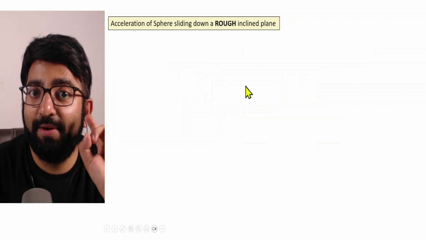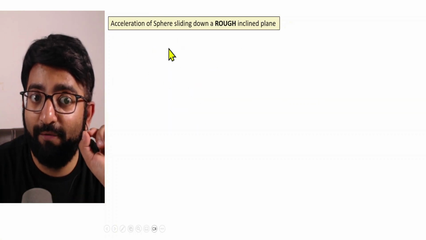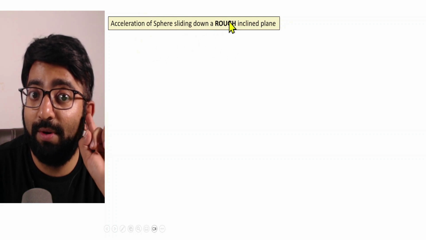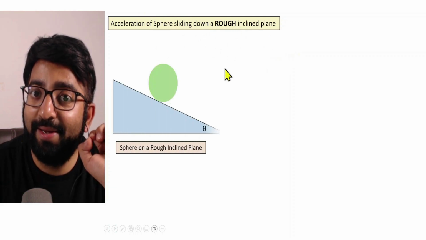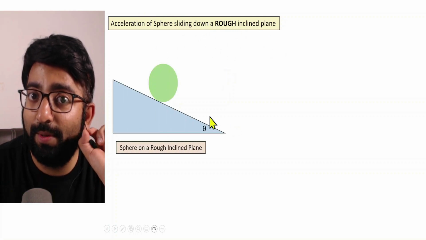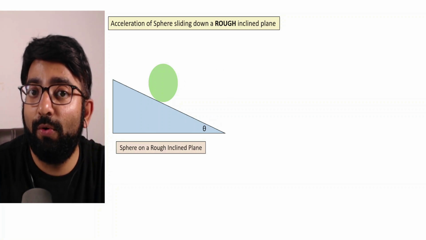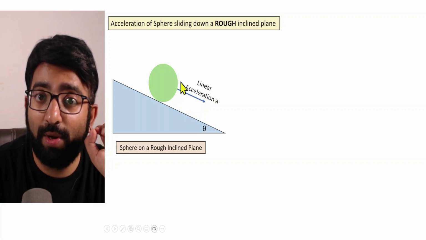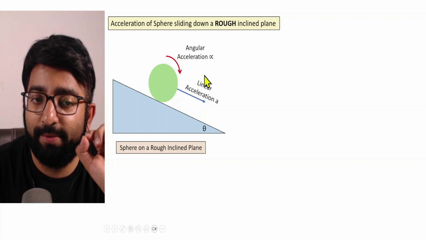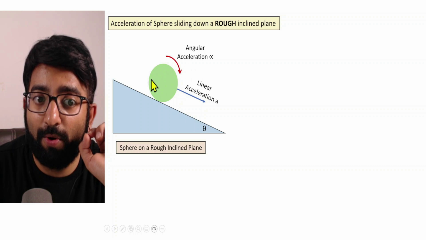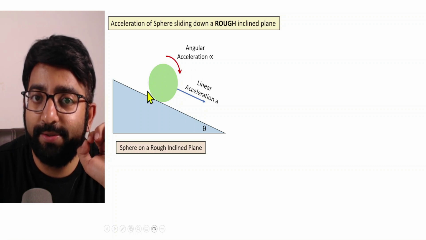And now we will consider the next topic, which is a sphere accelerating down a rough inclined plane. Since the inclined plane is rough, we know the ball is not only going to have linear acceleration, but it also is going to rotate, which means it is going to have angular acceleration as well. As you can see in this diagram, the ball is going to rotate in the clockwise direction.